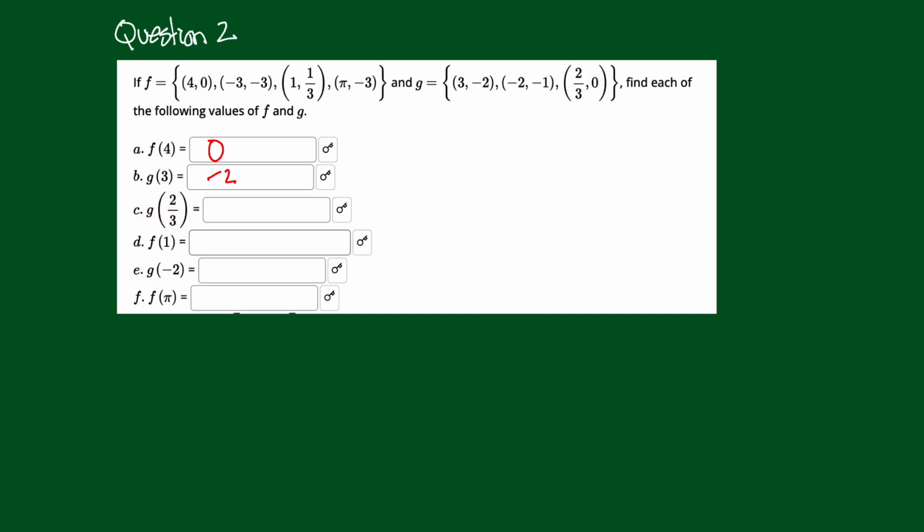g of 2/3, all right? So if you put 2/3 into g, here's g. Do you see 2/3? Right there. So if you put in 2/3, you get out a 0. And this one, f, what's f of 1? So locate the f function right over here and put in a 1. There's the 1. You get out 1/3.